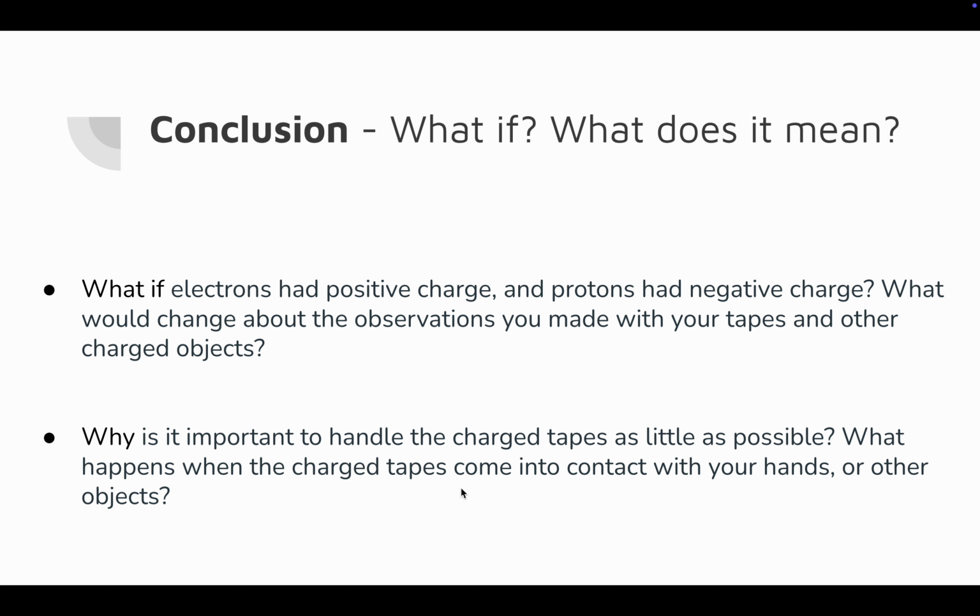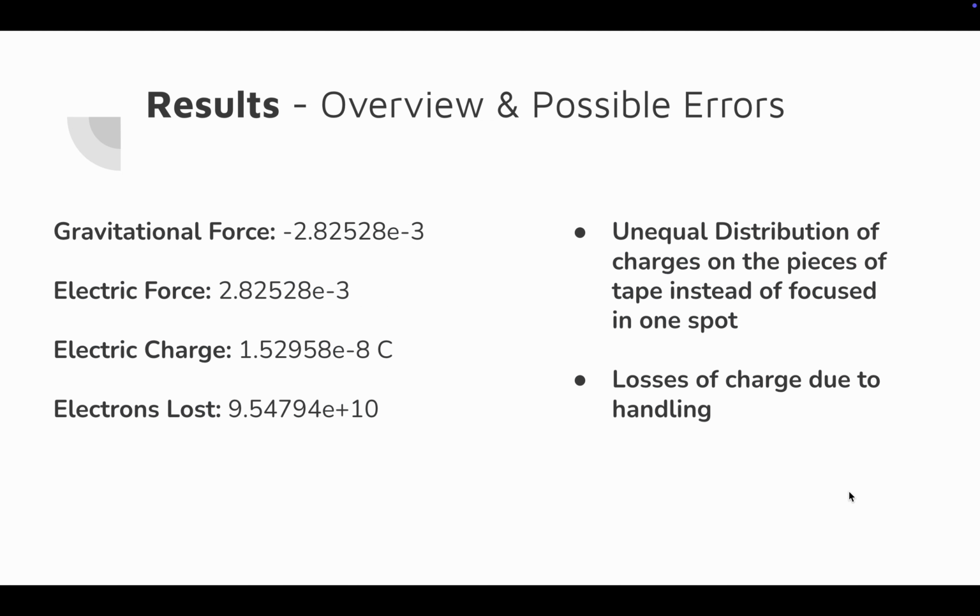And then why is it important to handle the charged tapes as little as possible? Well, when you touch the charged tape with a neutral object, it wants to steal electrons from there to replace the ones that it lost in the transfer between the U-tape and base tape before. So as much as you come in contact with the tape, it's kind of neutralizing itself out a little bit, and you get to a point where you don't have as many electrons that have been lost in that transfer, which I talked about a little bit in the possible errors.